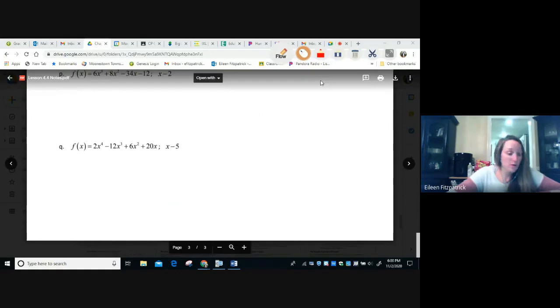All right, let's try another one. It's really up to you how you want to do the problem. I'm going to do synthetic division to show that x minus 5 gives me a remainder of 0 to show that it is a factor. For this problem, my k value is a positive 5.